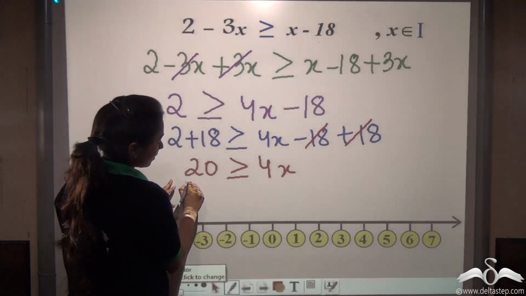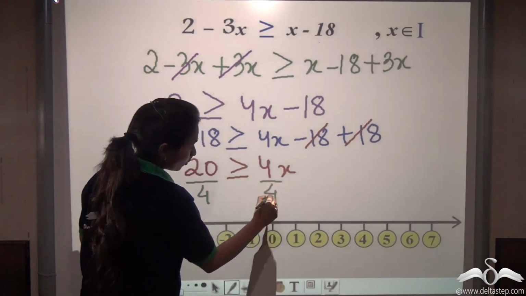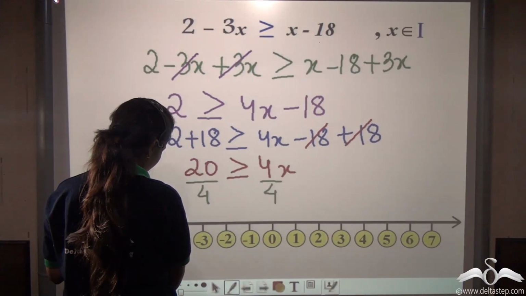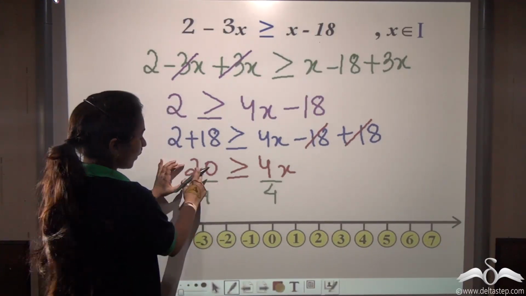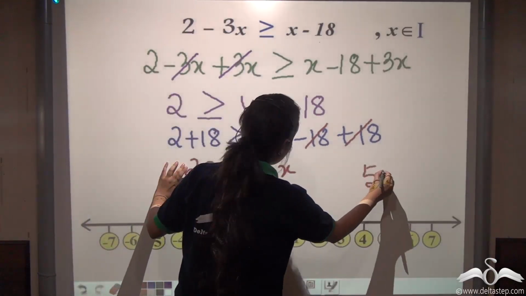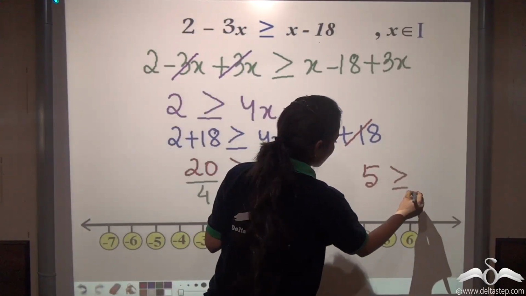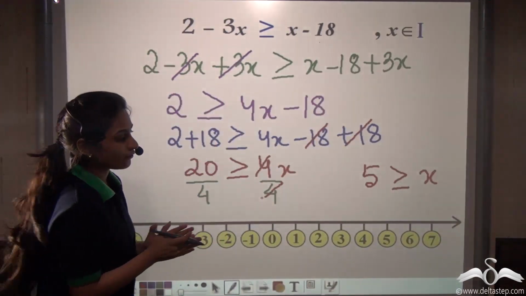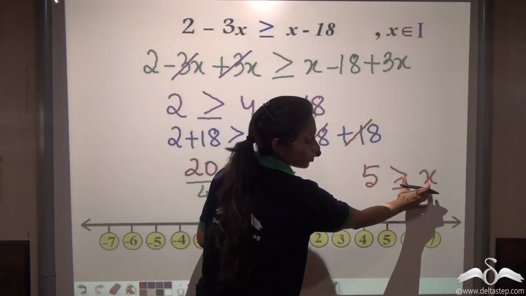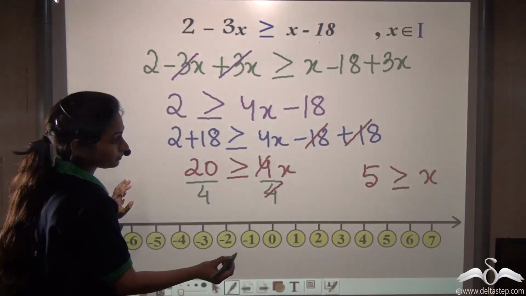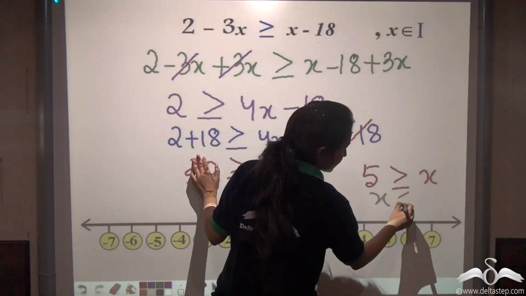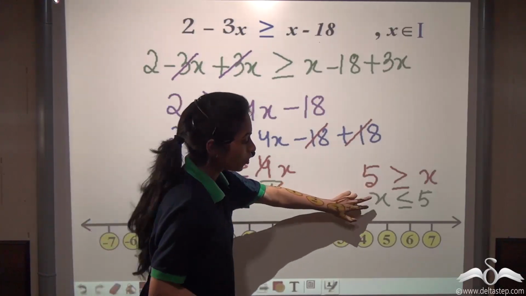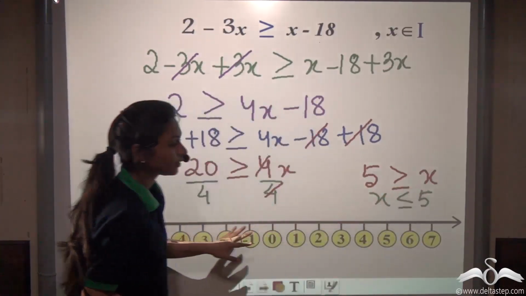So dividing both the sides by 4, what do I get? I get 20 by 4, that is 5, is greater than or equal to x, as 4 and 4 get cancelled. So what am I left with? 5 is greater than or equal to x, or I can say that x is less than or equal to 5. This is what is meant by this. So now, can you plot this on the number line?